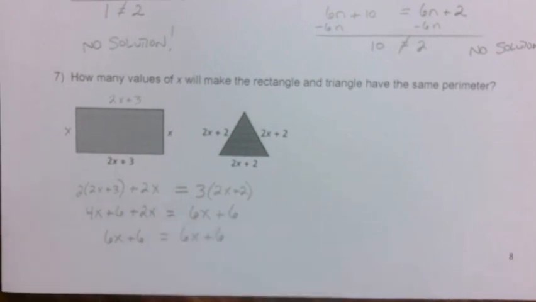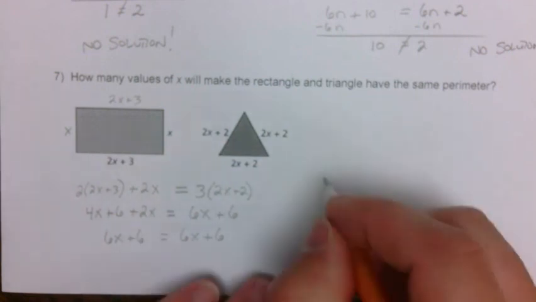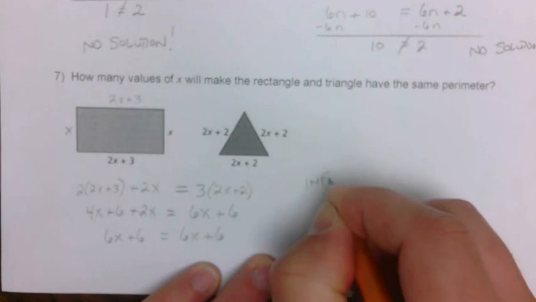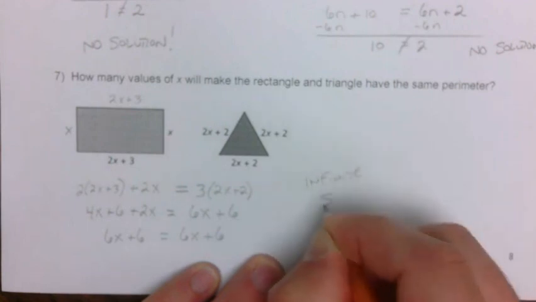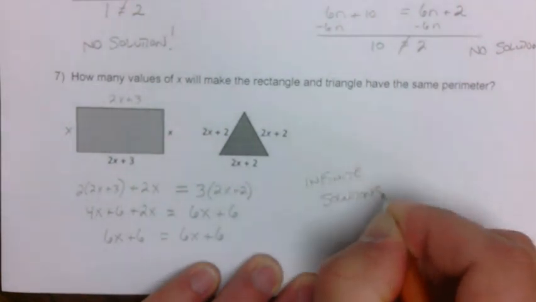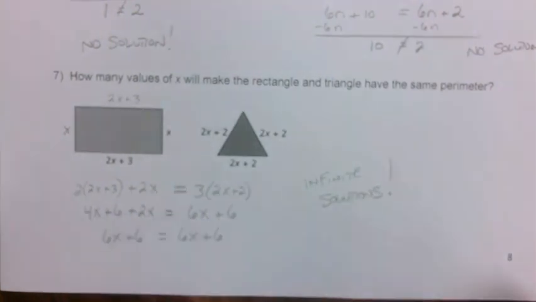Each side is simplified as far as we can go, and notice we get the same expression. 6x plus 6 equals 6x plus 6. So this is called an identity, which means that there are infinite solutions. Any value that I substitute in for x in this example would give us the same perimeter for the rectangle and the triangle.